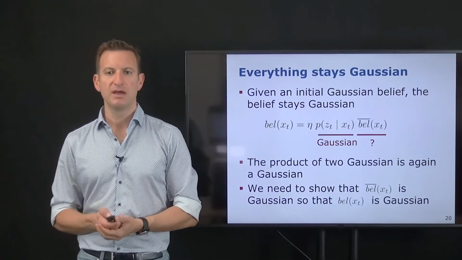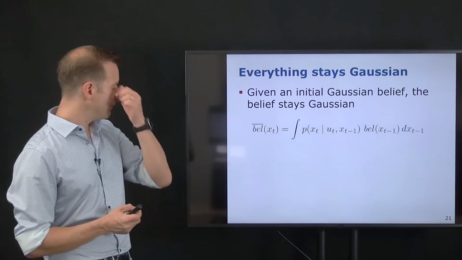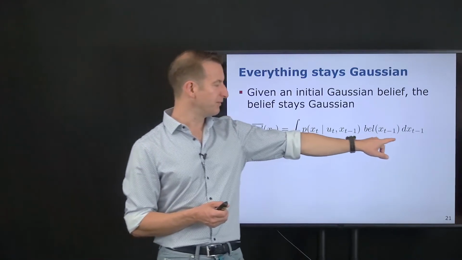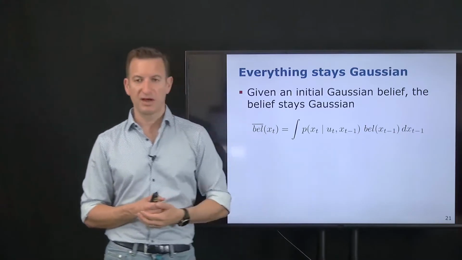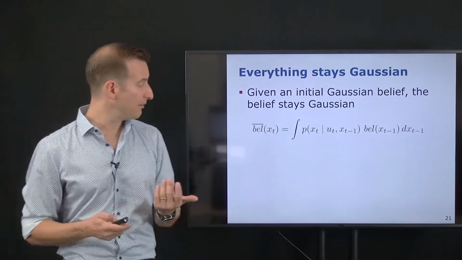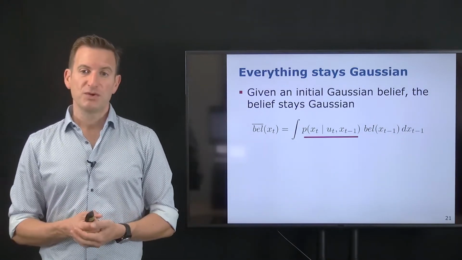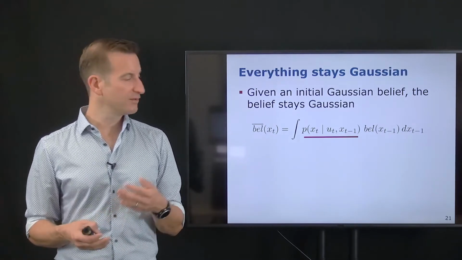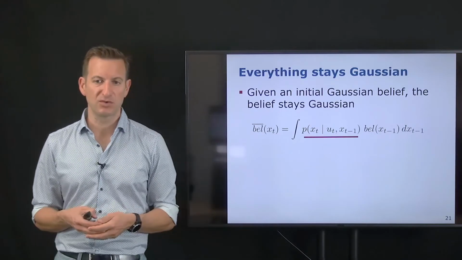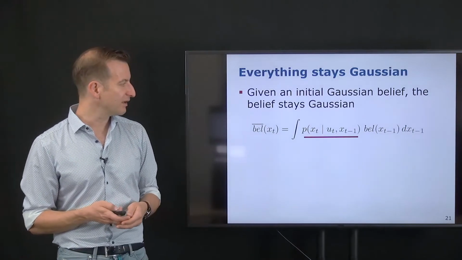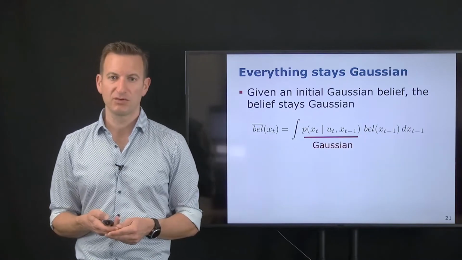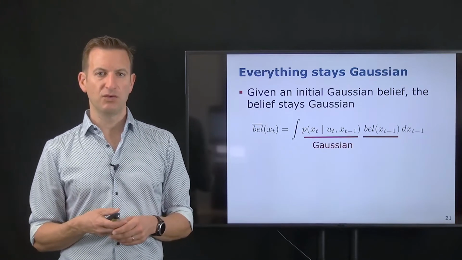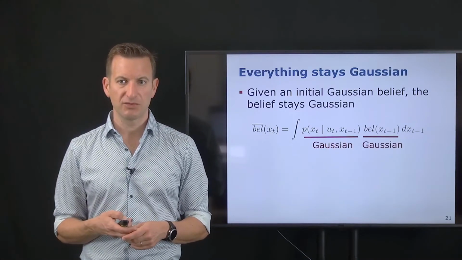Okay, so let's have a look at the definition. I have my predicted belief, which was the integral over all previous states of the previous belief times my motion model. We just defined that this term, the motion model, is a Gaussian distribution, right? That's the thing that we just did, we just wrote down how it looks explicitly. So we know that this is a Gaussian distribution. And about our previous belief, we can also assume it to be a Gaussian distribution.